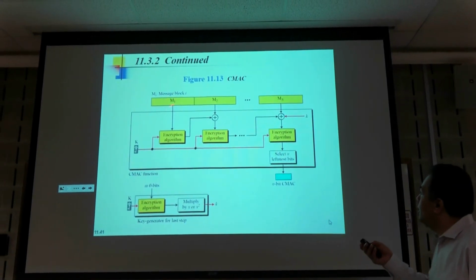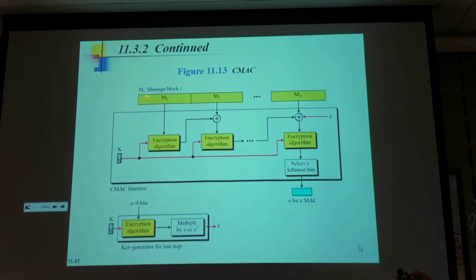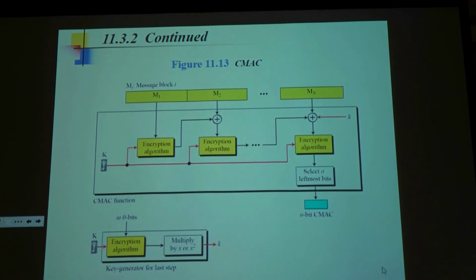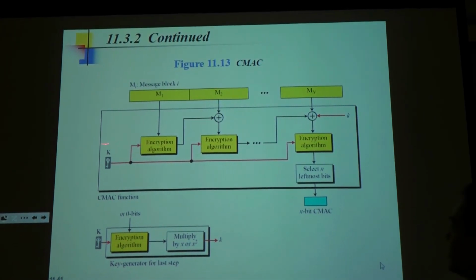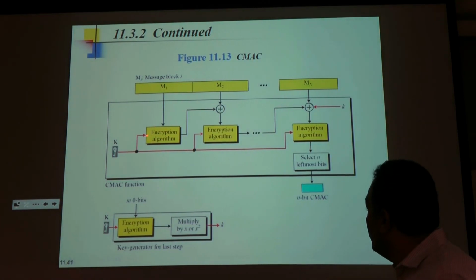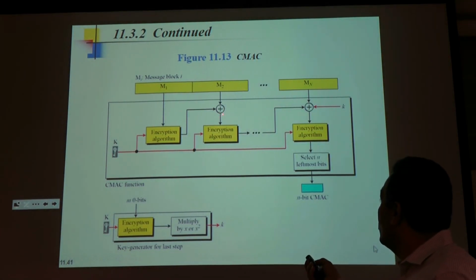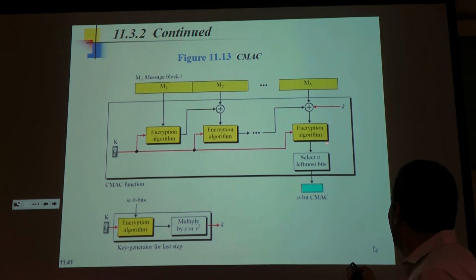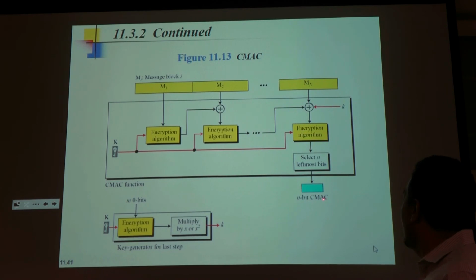There is also CMAC, same thing. In CMAC, you have the message divided into blocks, and you have this stuff with the key. You take the first block, you encrypt it, and you make it input for the XOR for the next one, and keep going until the last one. Then you select the leftmost bits, and that will be your CMAC.